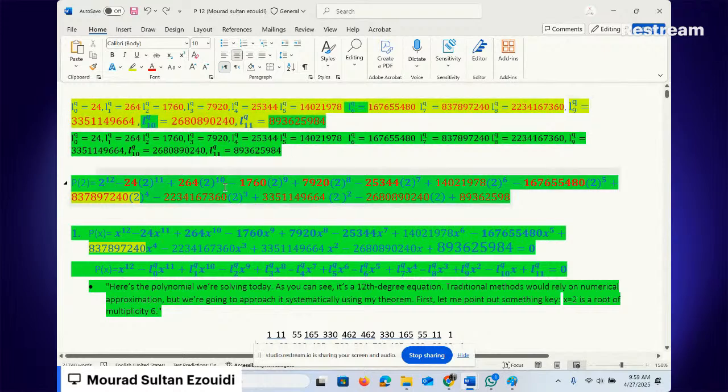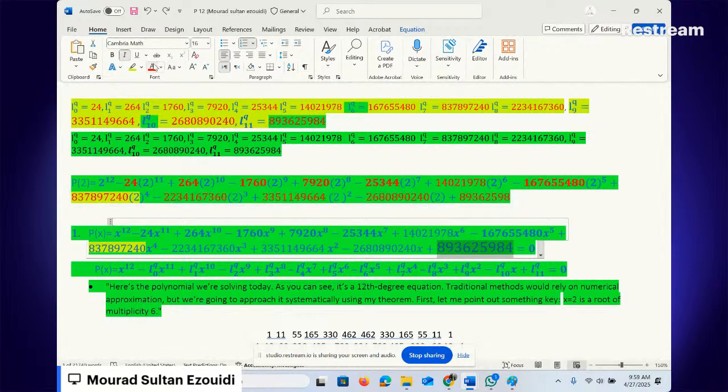I will write my polynomial to the power 12 as that. P of x equals x raised to the power 12 minus 24x raised to the power 11 plus 264x raised to the power 10, up to 893,625,944. So this in fact is my 12-degree polynomial equation. I will color the coefficients so that you can see them.